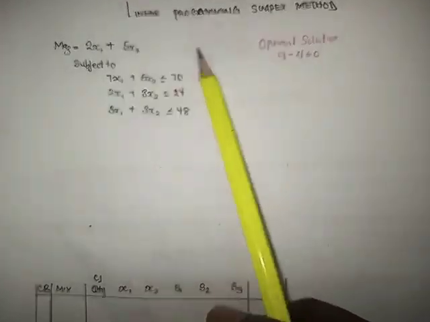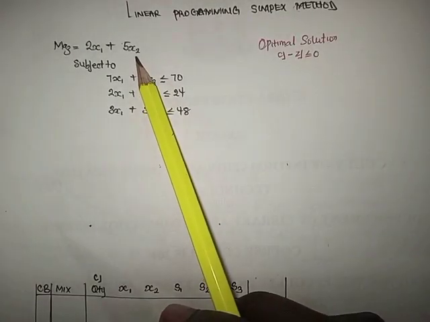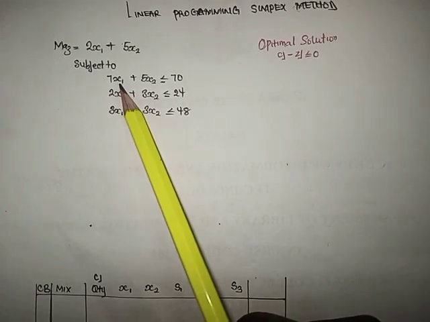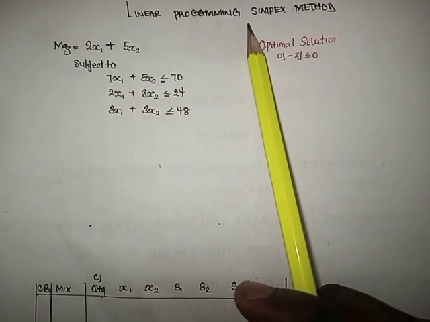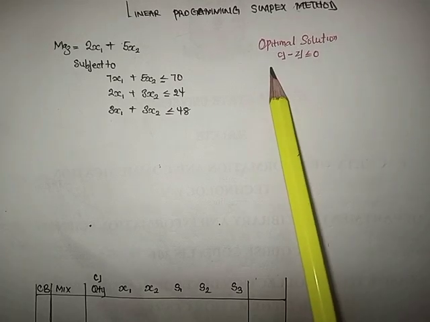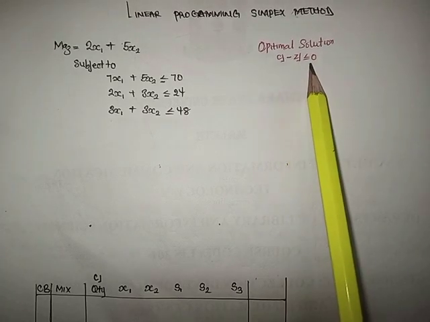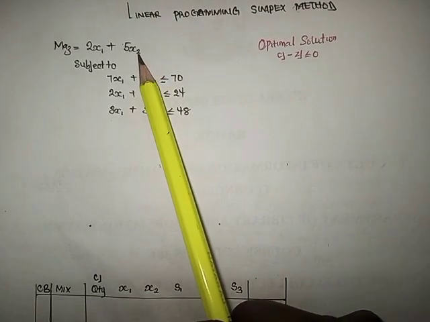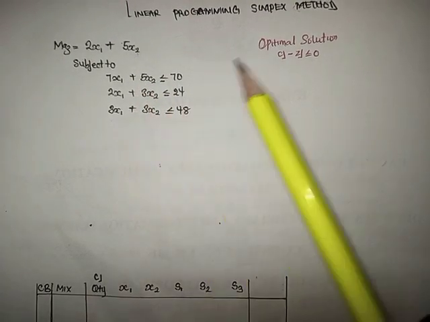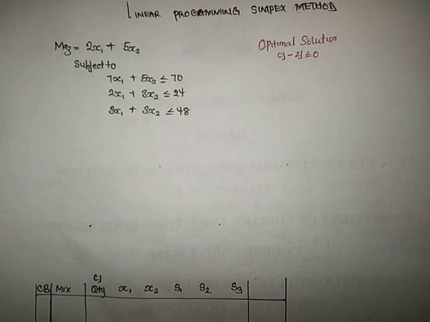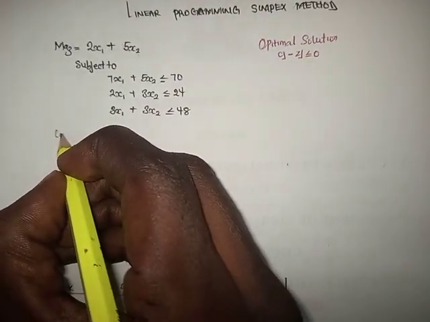Linear programming using the simplex method. So we were given the max and the constraints. To solve a question under linear programming, you must arrive at an optimum solution. An optimum solution is when your Cj minus Zj is equal to 0. So that is our max, and those are the constraints: first constraint, second constraint, and the third constraint.